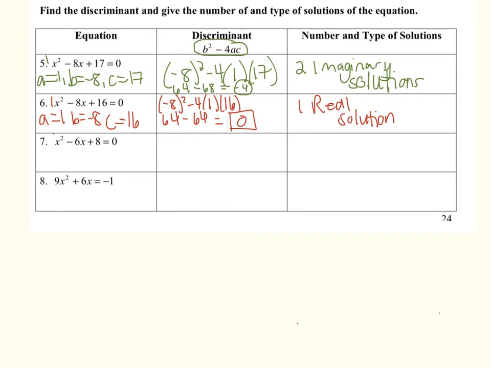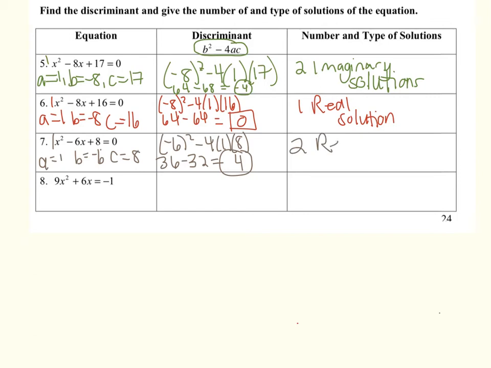Example 7. Again, the a value is the unwritten 1. The b value equals negative 6. And the constant is equal to 8. So b squared, so negative 6 squared minus 4 times a times c, so 36 minus 32 equals 4. So because that's positive, there will be two real solutions.